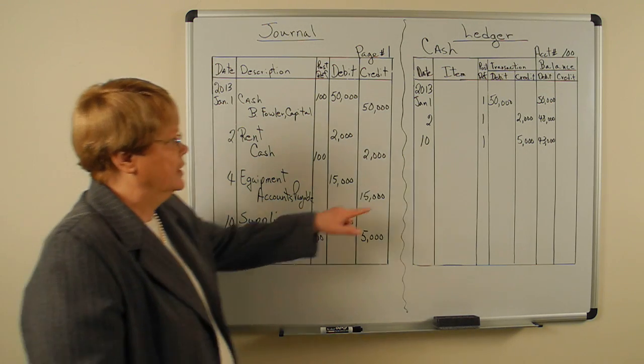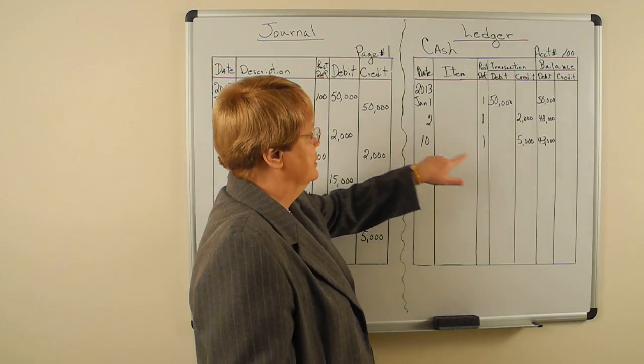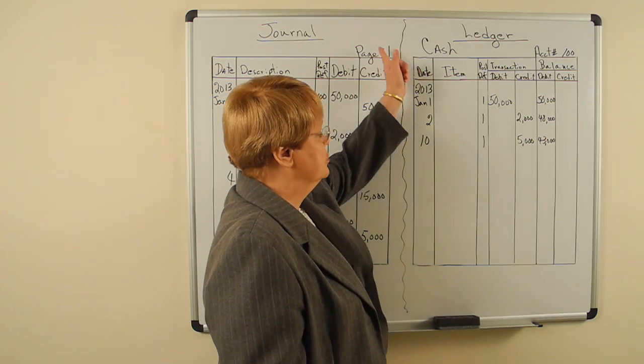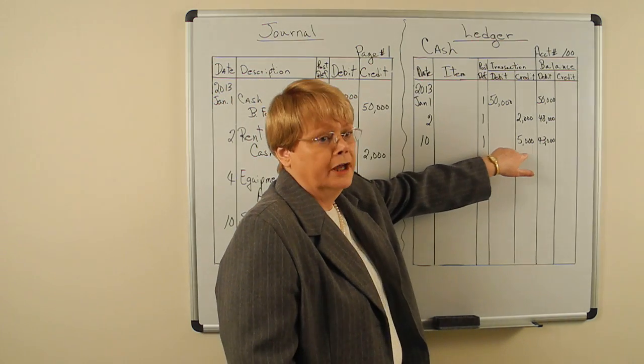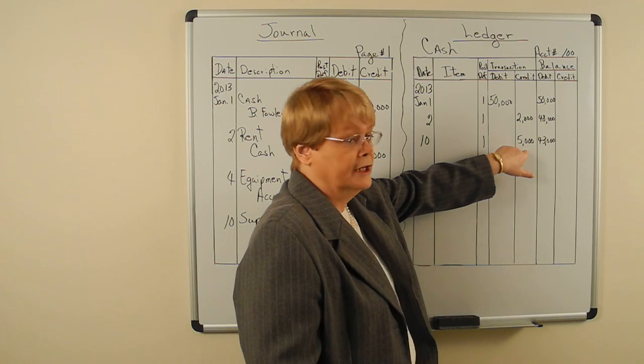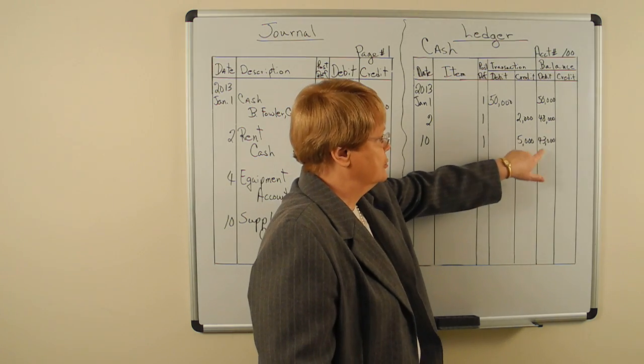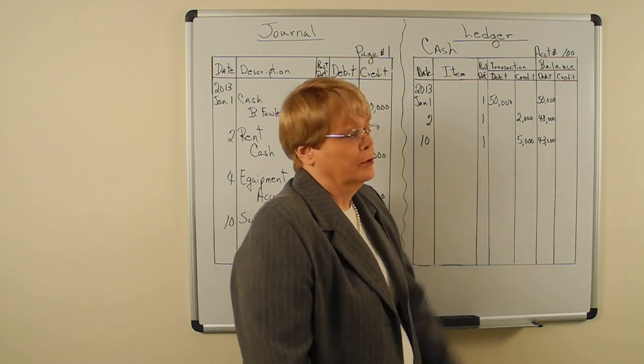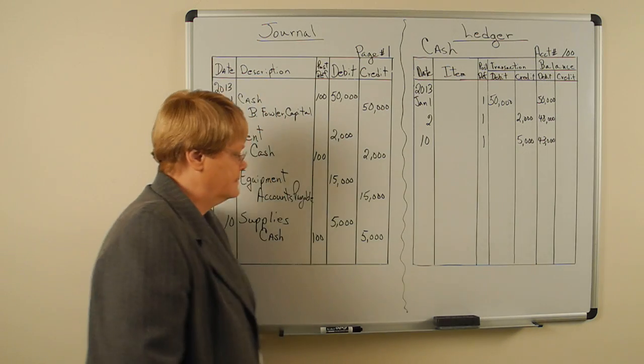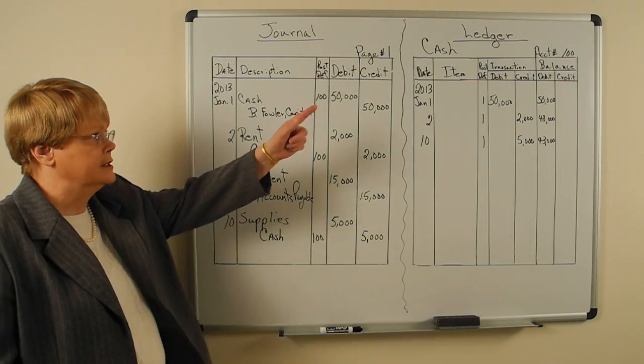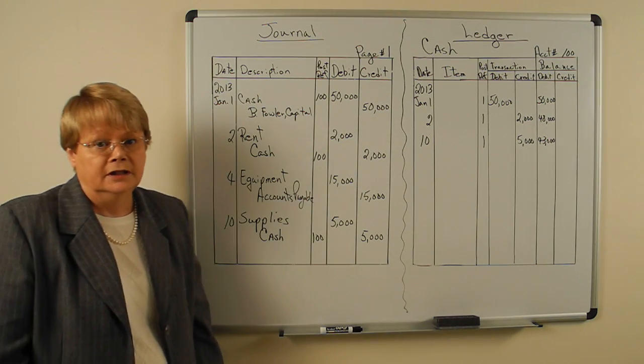The last entry we have that we can post is a credit to cash. So I'm going to take that $5,000 credit. That was on the 10th. My posting reference is 1, page 1. Put it in the credit transaction column. Now credit will decrease the debit, so I'm going to subtract my balance now down to $43,000. And my posting reference here is account number 100.